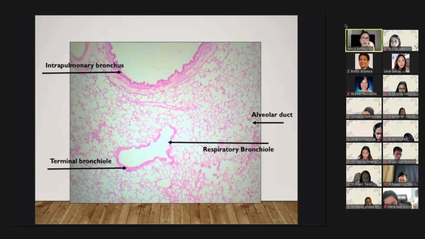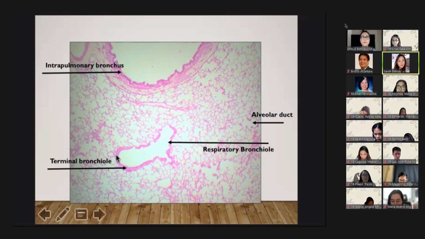After the bronchiole, B, magiging T, no? Terminal bronchiole. Terminal bronchiole and respiratory bronchiole, both of them are composed of low columnar cells. These are the non-ciliated low columnar cells, also known as the club cells, and they alternate with cuboidal cells. Bakit magkadikit sila? Of course, isang branch yan.